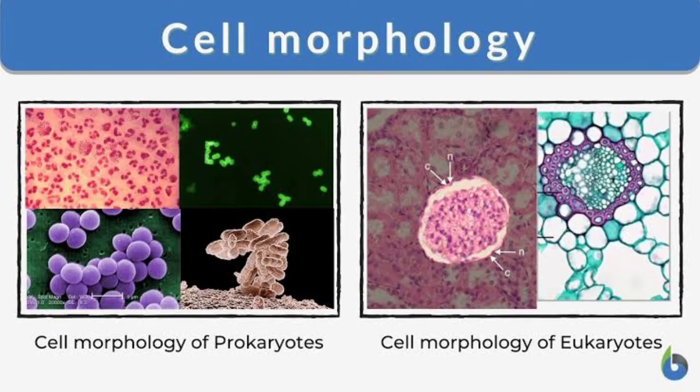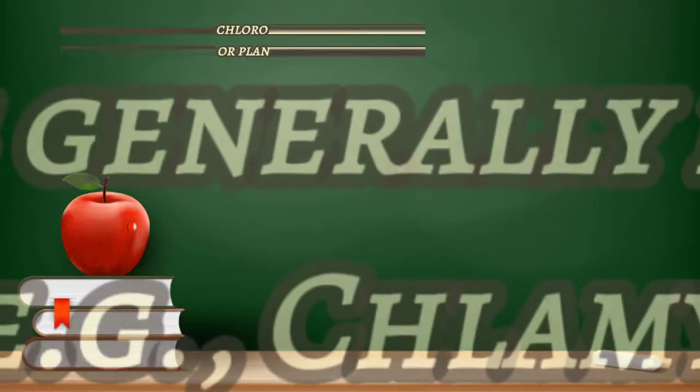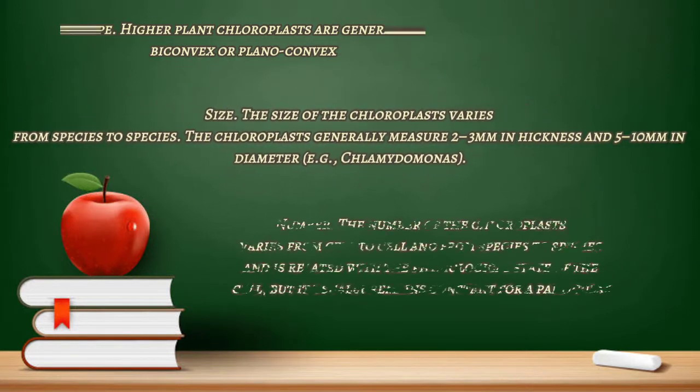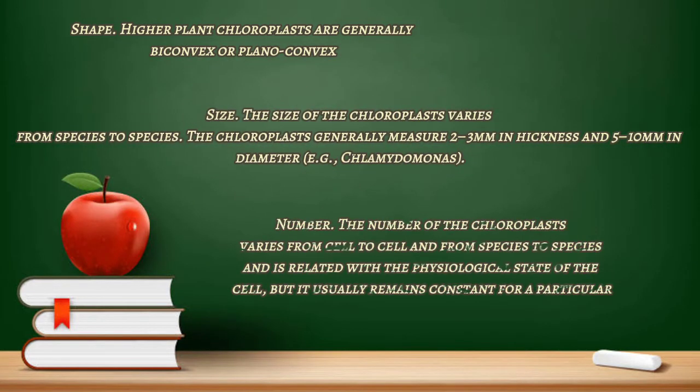Morphology. Shape. Higher plant chloroplasts are generally biconvex or plano-convex. Size. The size of the chloroplast varies from species to species. The chloroplasts generally measure 2 to 3 mm in thickness and 5 to 10 mm in diameter. Example, Chlamydomonas. Number. The number of chloroplasts varies from cell to cell and from species to species and is related with the physiological state of the cell, but usually remains constant for a particular species.